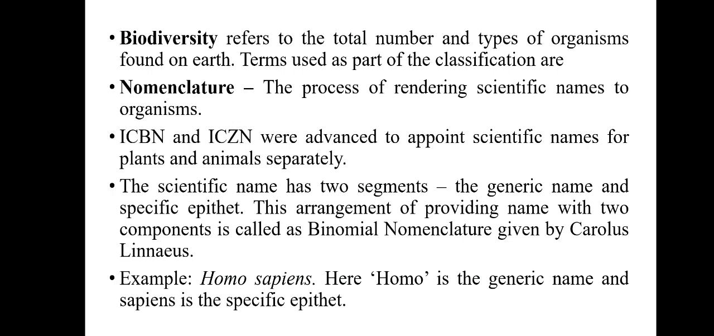Binomial nomenclature means naming a plant or animal with a two-named scientific word: one is the generic epithet, which is the genus, and one is the specific epithet, which is the species. Binomial nomenclature was first proposed by Carolus Linnaeus. For example, the scientific name of human being is Homo sapiens, where Homo is the generic name, which always starts with a capital letter, and sapiens is the species name, which always starts with a small letter.